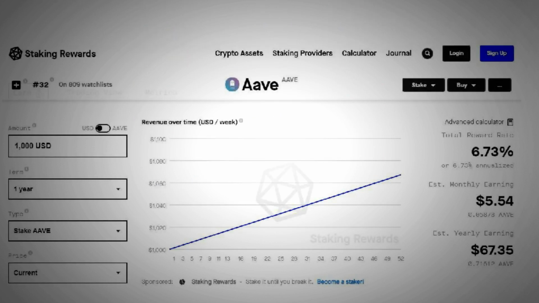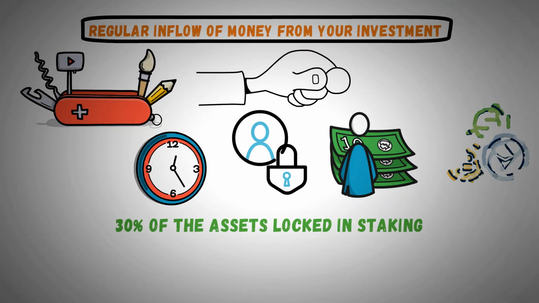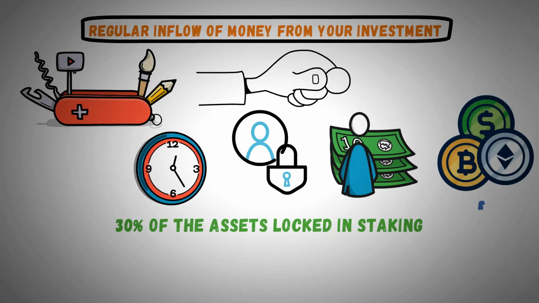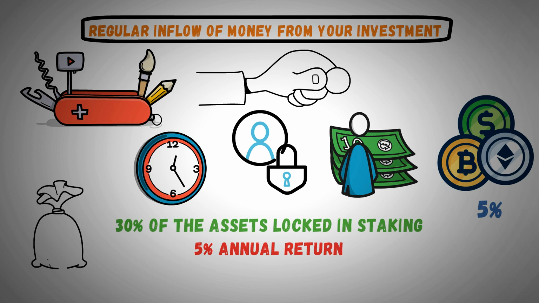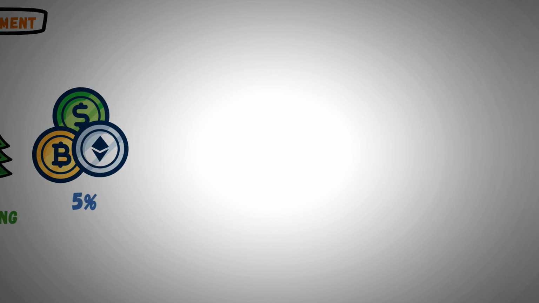At present, for example, staking rewards are 6.73% annually. But as we have seen from other mature cryptos, the staking rewards generally settle at 5%. For this calculation, I've assumed that you will earn a 5% annual return on the value of your coins after 10 years. Ideally, this 5% should be sufficient enough to cover your cost of living every year.